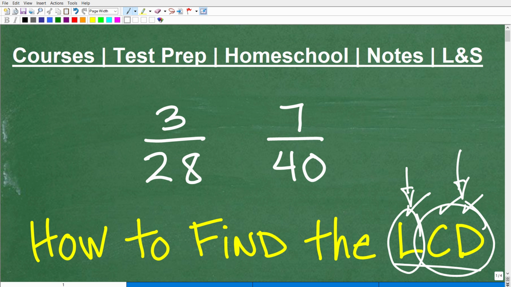So we're going to start with a fairly basic level problem like this. We have 3 over 28 and 7 over 40. So the question is, how do you find the LCD? Well, I'm going to tell you exactly what you need to do to find the lowest common denominator. But go ahead and challenge yourself if you want to. Play around with this for 15, 20 seconds, or maybe even a minute. Whatever it takes, put your answer into the comment section.